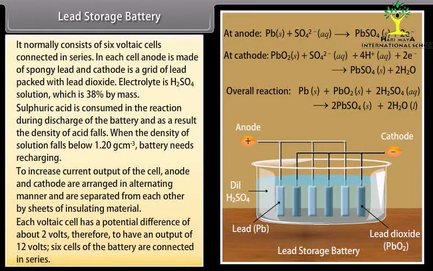Each voltaic cell has a potential difference of about 2 volts. Therefore, to have an output of 12 volts, 6 cells of the battery are connected in series.